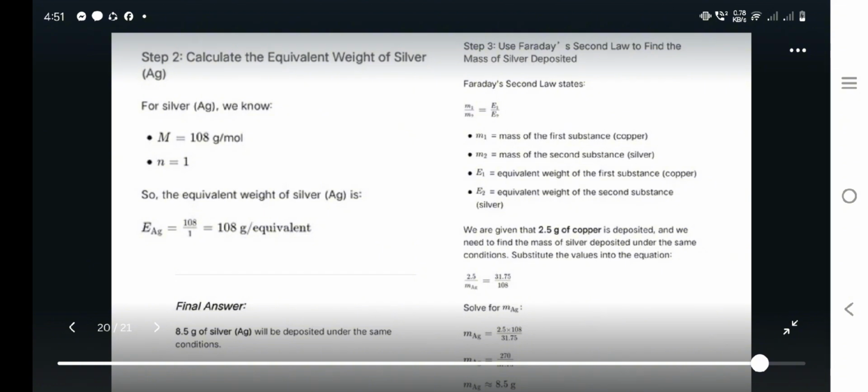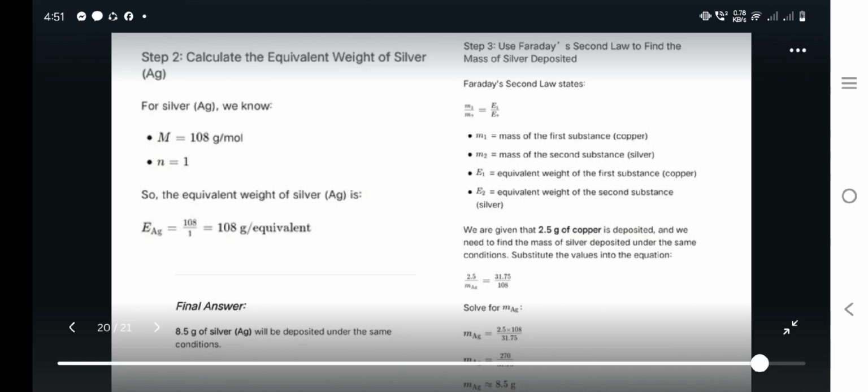Substitute the value into the equation. So M1 is 2.5 and the E1 is 31.75, which is the equivalent weight of the copper, and the E2 is 108, which is the equivalent weight of the second substance, which is the silver.